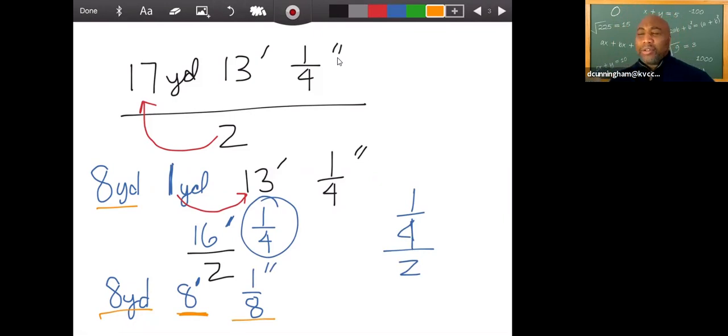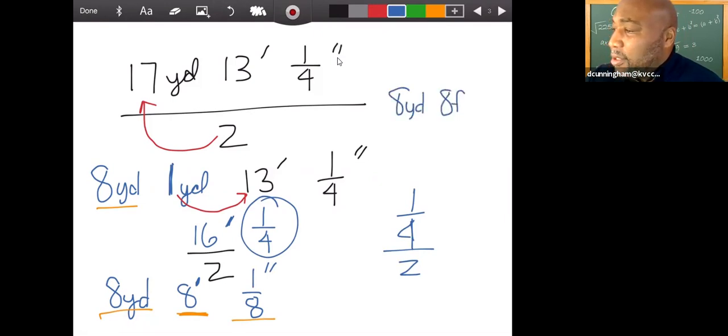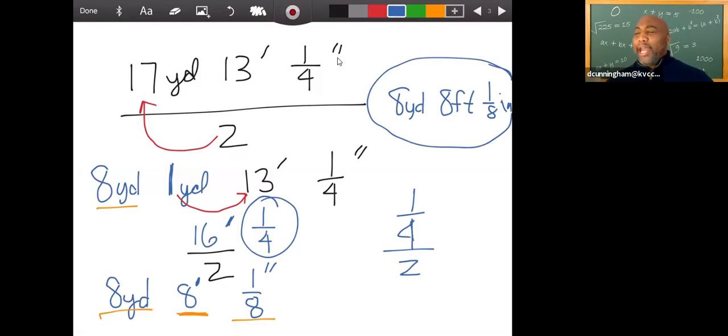So what is my answer? My answer will be, let's write it down, guys. 8 yards, 8 feet, and 1/8 inch. And that's my final answer. Where I get 1/8, I divided 1/4 by 2. Don't forget, we're dividing each of the units. Start from the left, go to the right.